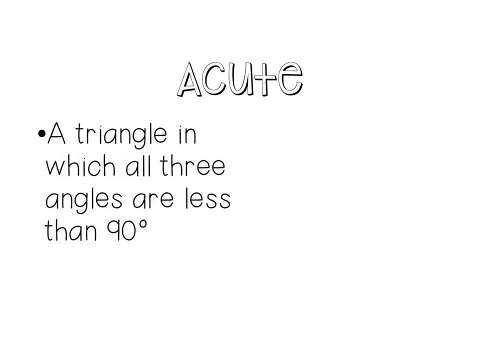Acute triangles are triangles where all three angles are less than 90 degrees. So that would be like saying I've got 75, 25, and 80. And that's not to scale because obviously a 25-degree angle will be smaller than that, but just to show. And they still have to add up to 180. So 75, 25, 80 is still going to end up being 180 degrees, but all three of those angles are less than 90.